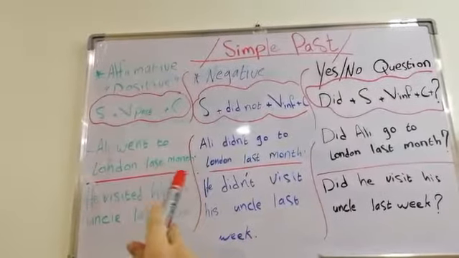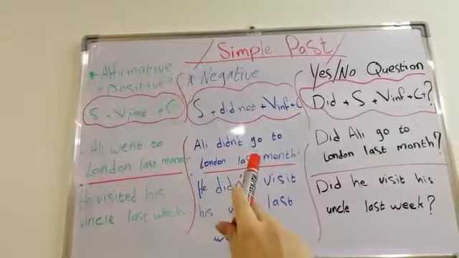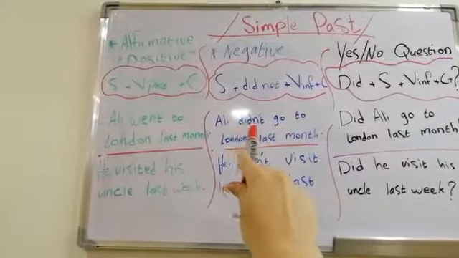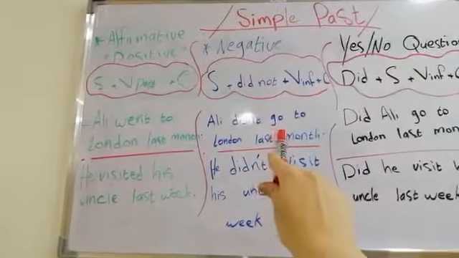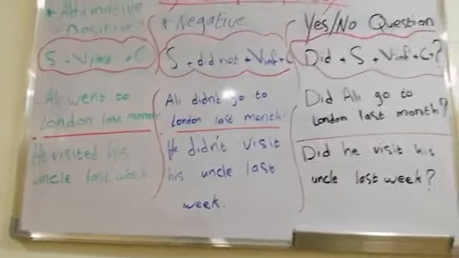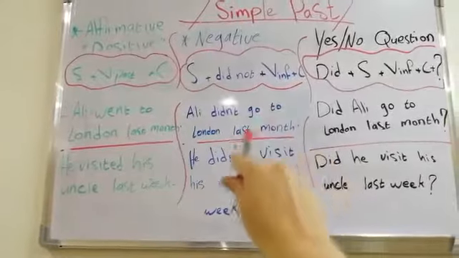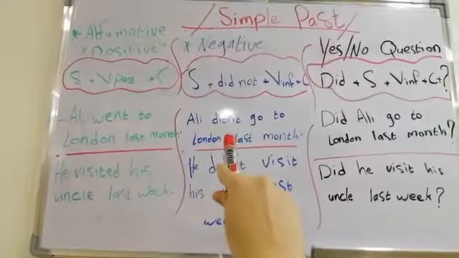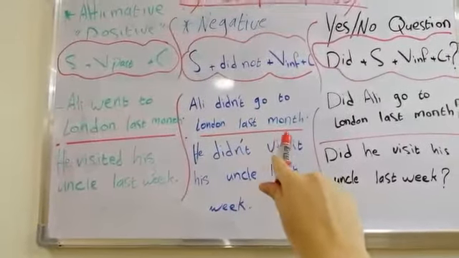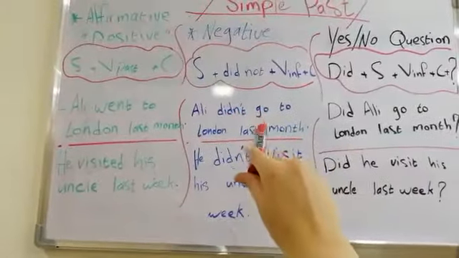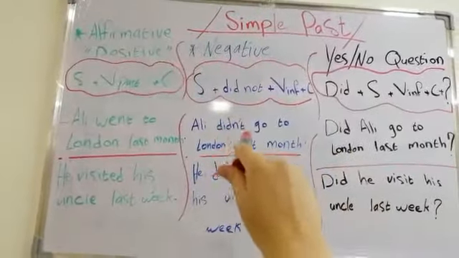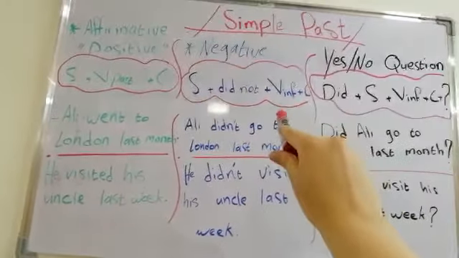This is the same sentence. Ellie didn't go. Look here, we use go. Why do we use go? Because we have didn't, and with didn't you have to use verb infinitive. Got it, student? So Ellie didn't go. We don't use went. Why? Because we have didn't. So Ellie didn't go to London last month. Why do we use go infinitive? Because with didn't you have to use infinitive form.